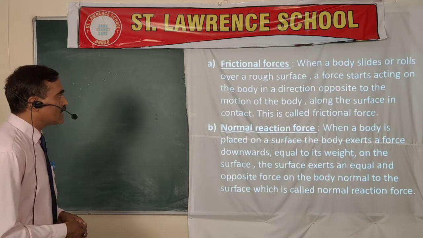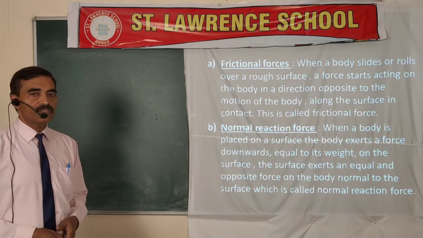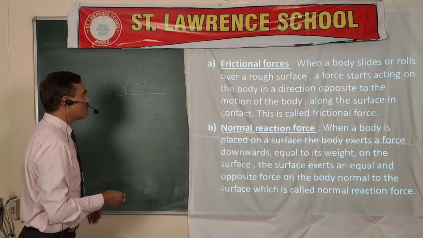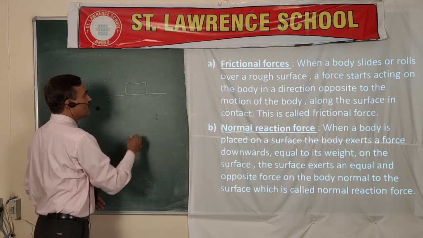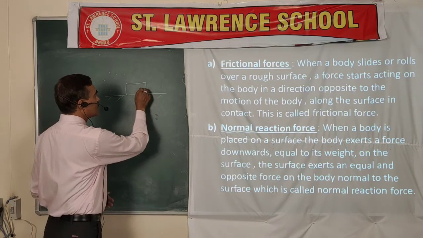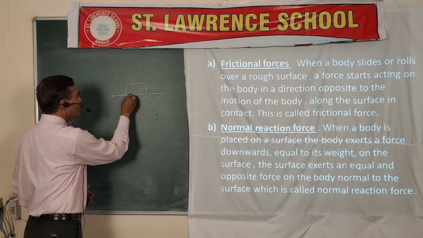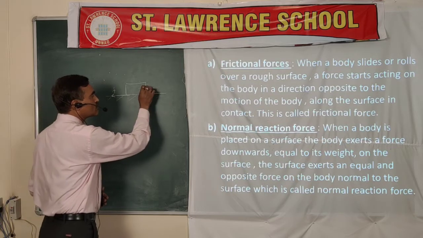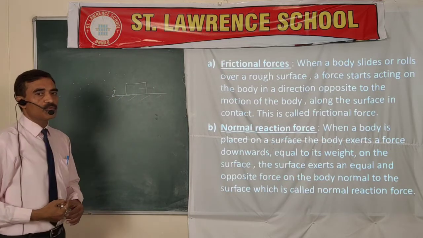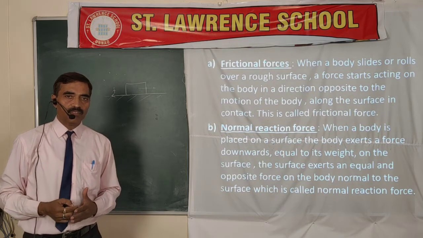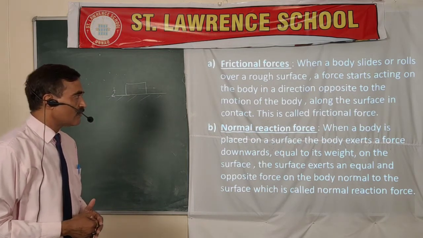When a body slides or rolls over a rough surface, a force starts acting. Suppose this is a body placed on a rough surface, and whenever the body starts sliding or moving on the surface, a force acts opposite to the motion. If the body is moving in this direction, then a force acts opposite to the motion, which is called the force of friction. It always opposes the motion of the body. This is called frictional force.